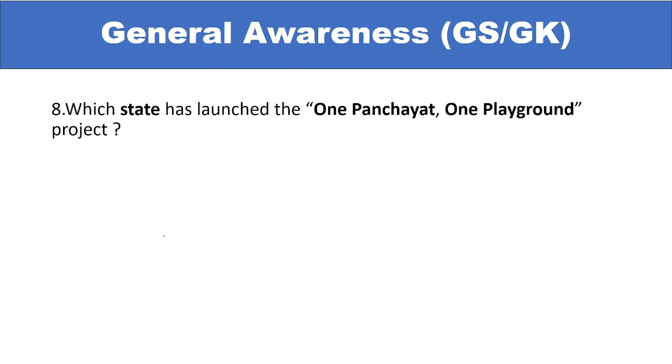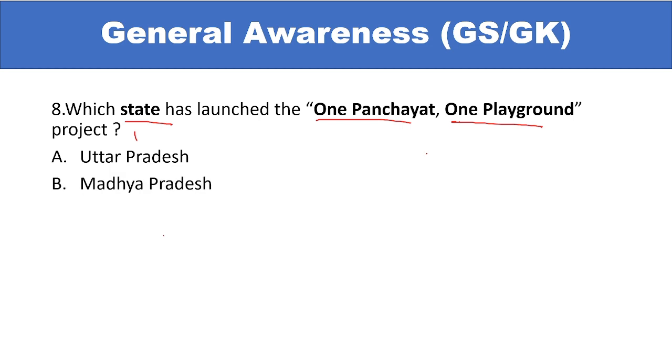Next. Which state has launched one panchayat, one playground project? The options are Uttar Pradesh, Madhya Pradesh, Andhra Pradesh, and Kerala. Which state has launched the one panchayat, one playground project? And the answer is Kerala.